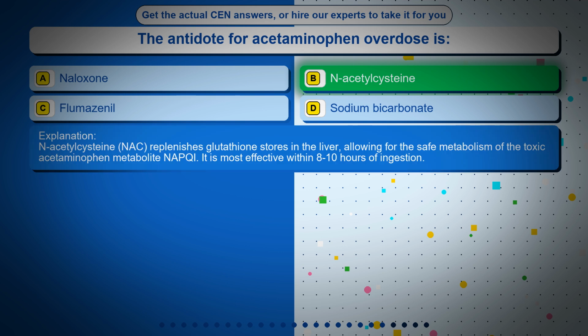N-acetylcysteine, NAC, replenishes glutathione stores in the liver, allowing for the safe metabolism of the toxic acetaminophen metabolite NAPQI. It is most effective within 8 to 10 hours of ingestion.